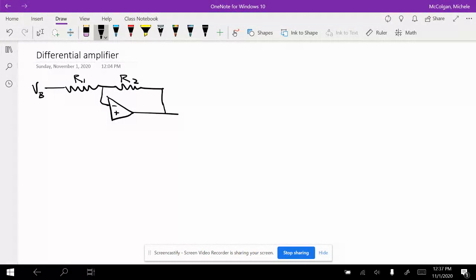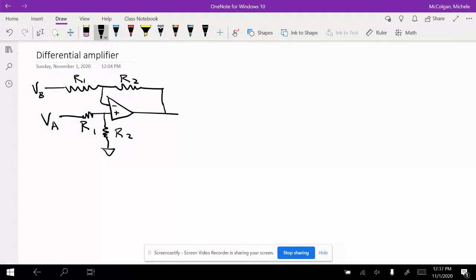And we're going to call this one R1. This is going to be VA. So I've got two input signals. It's hard to decide whether this is an inverting or a non-inverting amplifier, and so it really is both.